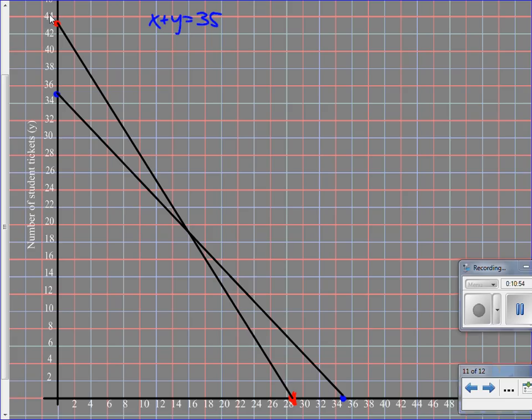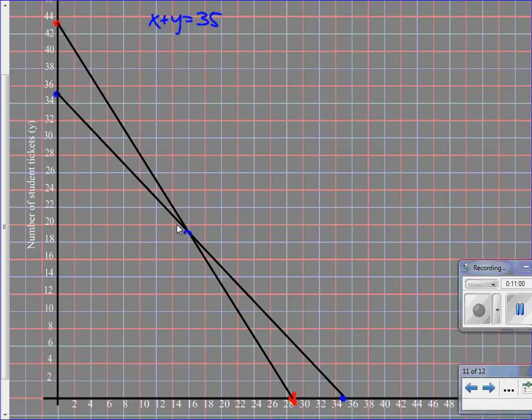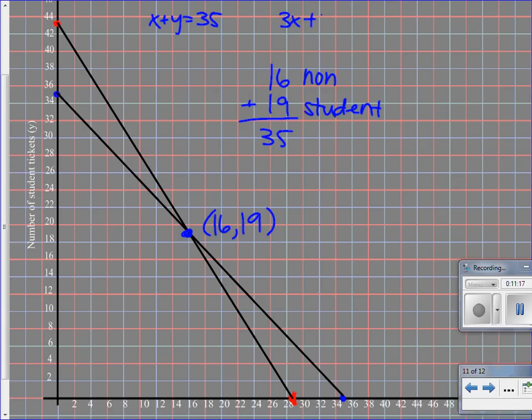And you'll notice, because I went from point to point, I have a beautiful ordered pair right about here. And that is 16, 19. That means we sold 16 non-student tickets and 19 student tickets. That's supposed to add to 35, which it does. And 3 times the non-student plus 2 times the student is supposed to equal $86. 3 times the 16, 2 times the 19, and it does. 48 plus 38 does equal 86. Awesome. So we did find our solution.